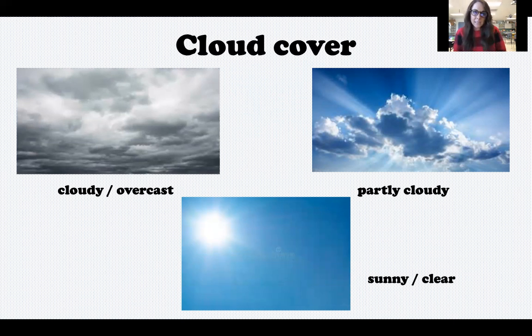Now, why do you think it's important to know about the cloud cover for the day? I'll give you a minute to think about it. See if you can think why would it be important to know how many clouds are going to be in the sky that day? Give you a second to think about it.